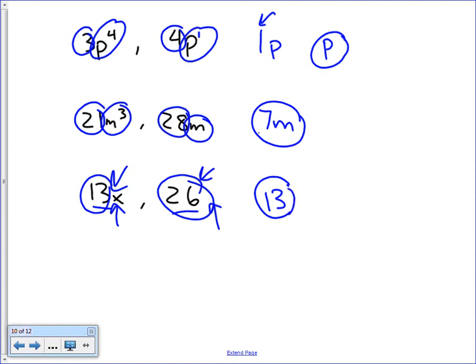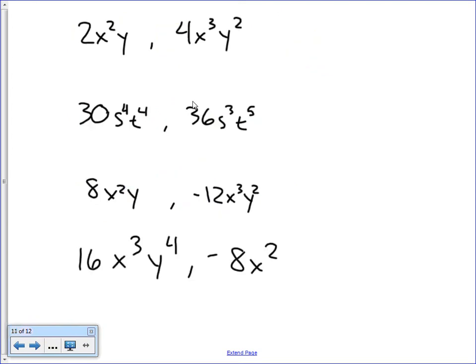Going back to the previous examples, it's saying 7's the biggest number that divides it, and they at least have 1m. Okay, 28m has at least 1m. And up here, only one can divide the numbers in front, and p is the lowest, how many variables we have in each binomial.